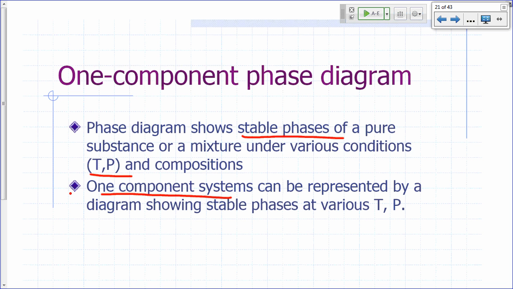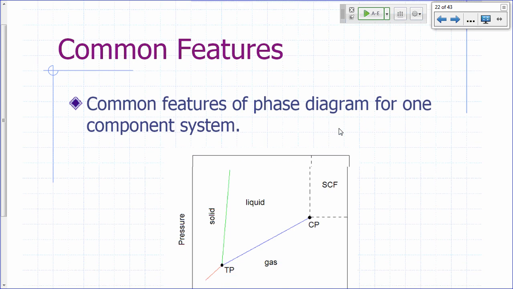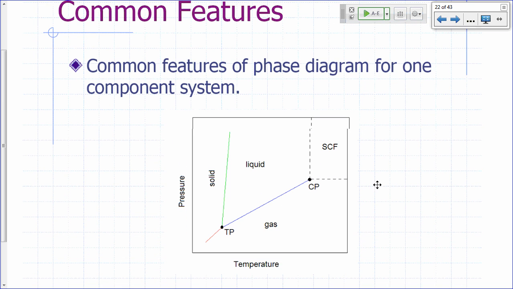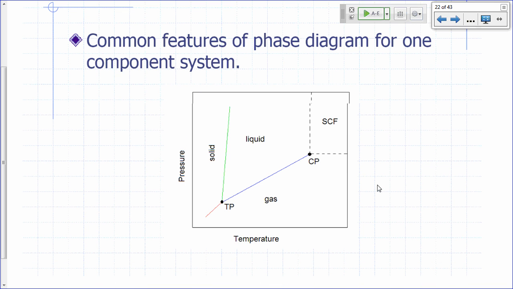for that can be represented by a chart or a graph that has pressure on one axis and temperature on another axis. The graph might be shown as log of pressure or log of temperature, but basically you have a diagram where you specify the conditions by just specifying the temperature and the pressure. So, common features. A typical phase diagram is sketched like this. Common features of a phase diagram for our pure substance look like this.